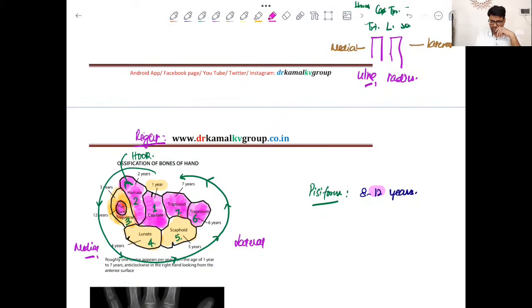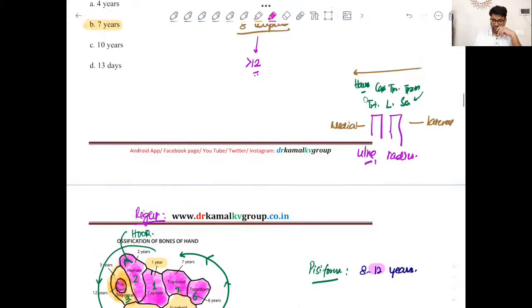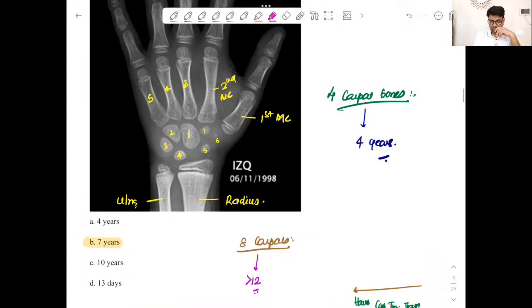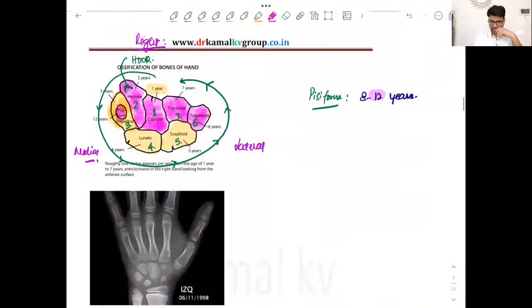Okay, so it is quite easy if you know this particular concept. But even if you don't know, simply count the number of carpal bones and you will get the exact age without any error, right? So it looks difficult, but it is extremely easy to answer, right?